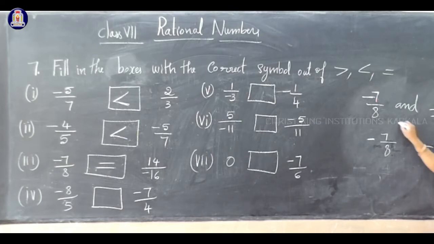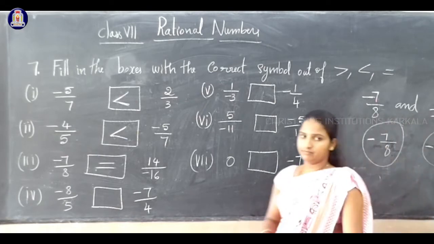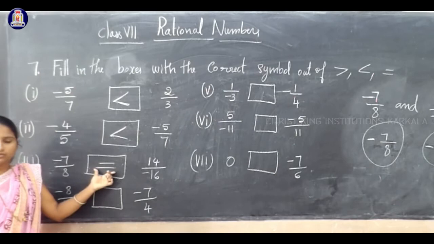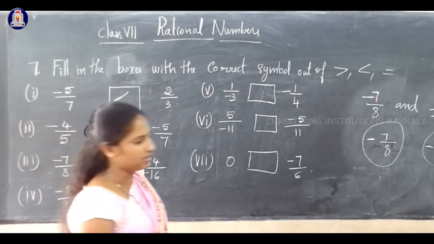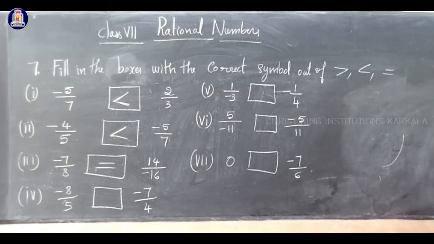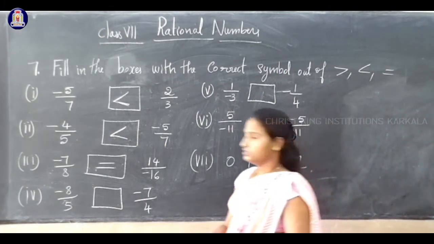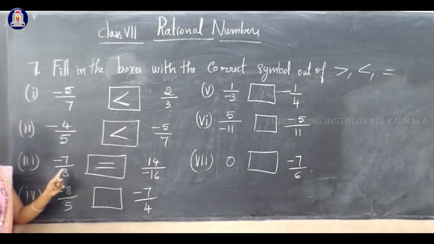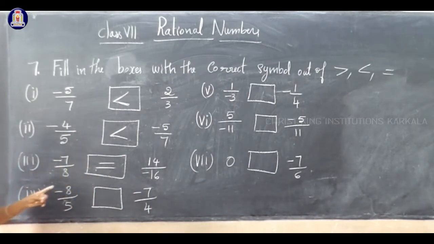The values we got: minus 7 by 8, here also minus 7 by 8. So both are the same, isn't it? So we can write the equal sign. Clear? You can do any method, you get the same answer. You can simplify or you can multiply the term. So here in the third question, we got both rational numbers are equal. After simplifying, we get the same answer.